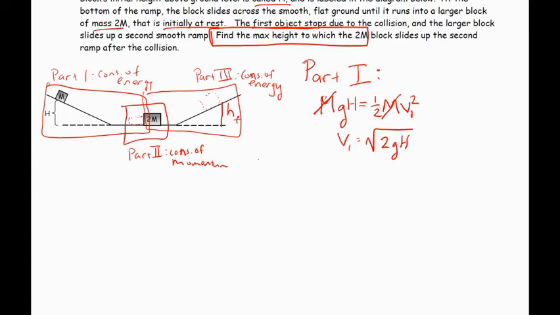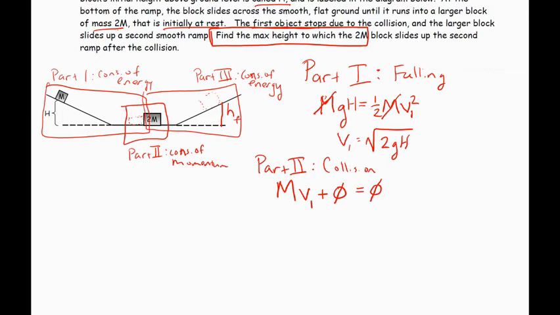Okay, so part two now is going to be a collision. So part 1 was the falling of our block. Part 2 is our collision. And so we have block M and velocity V1 plus 0. And why is it 0? Because 2m is not moving, is equal to 0.